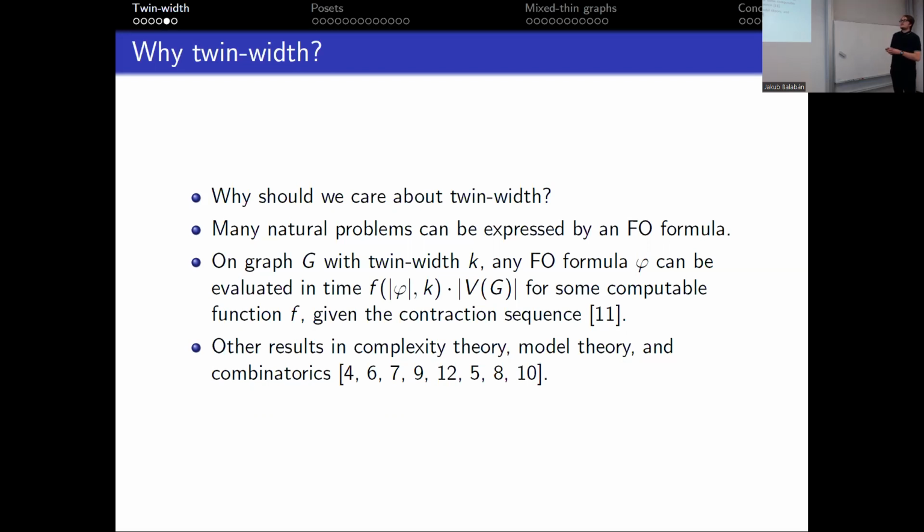The function f is astronomical. It's something like a power tower. But if it's a constant formula and the twin-width is really small, then it's an efficient algorithm. But so far it's not practical. So this is the main reason why we should care about twin-width, but there are also other results which connect twin-width to other notions in model theory and combinatorics, but I will not talk about this. I will talk about these particular cases, as I said at the beginning.